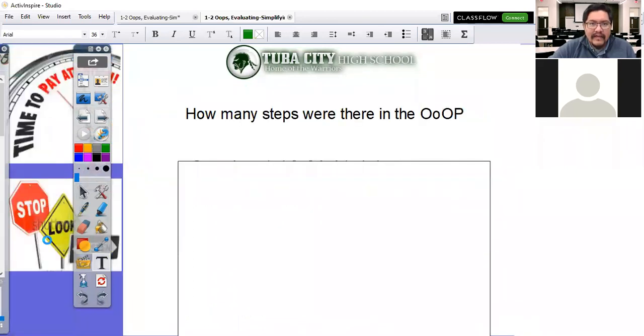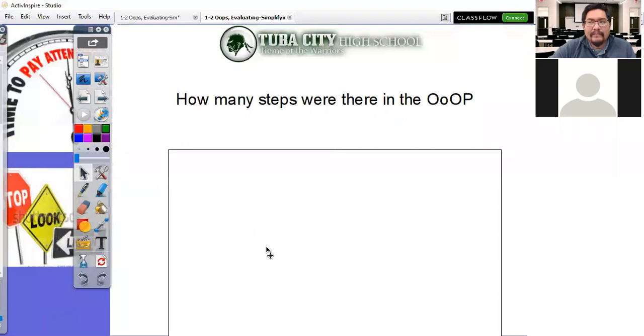So really quickly, how many steps are in the order of operations? There are a lot of misconceptions about this one, because if I ask most students how many steps are in the order of operations, they're usually going to say 6. But what are those operations?